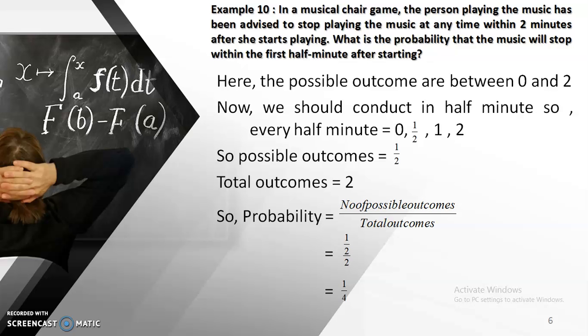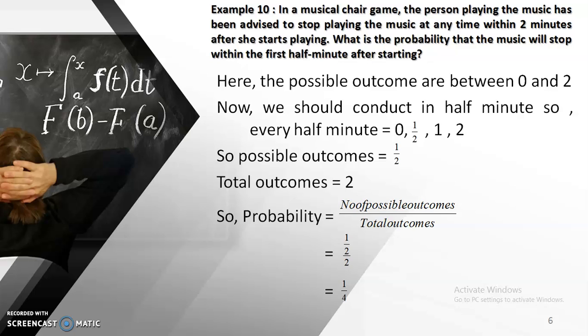It's example 10. In a musical chair game, the person playing the music has been advised to stop playing the music at any time within 2 minutes. Within 2 minutes means maximum 2 minutes, means total outcomes 2 minutes after she starts playing. What is the probability that the music will stop within the first half minute? First half minute after starting, means starting with 0, first half minute means 1 upon 2. We can say 1 upon 2 means possible outcomes 1 upon 2. Maximum 2 minutes means total outcomes equals 2.